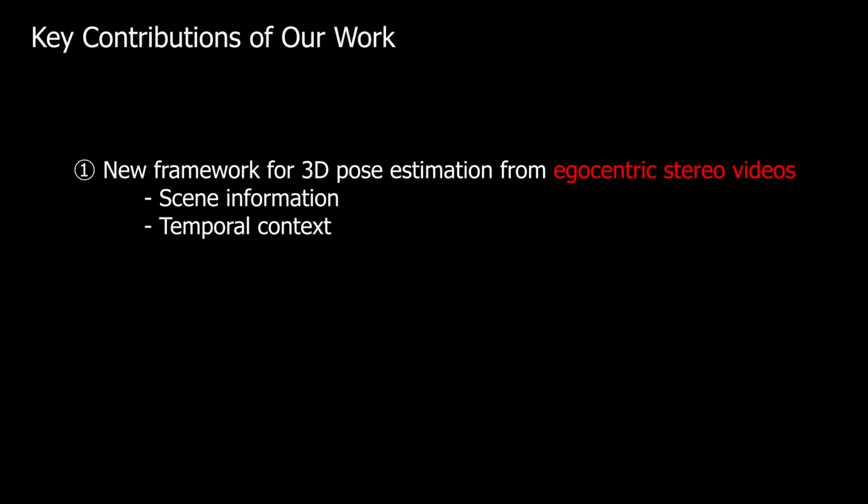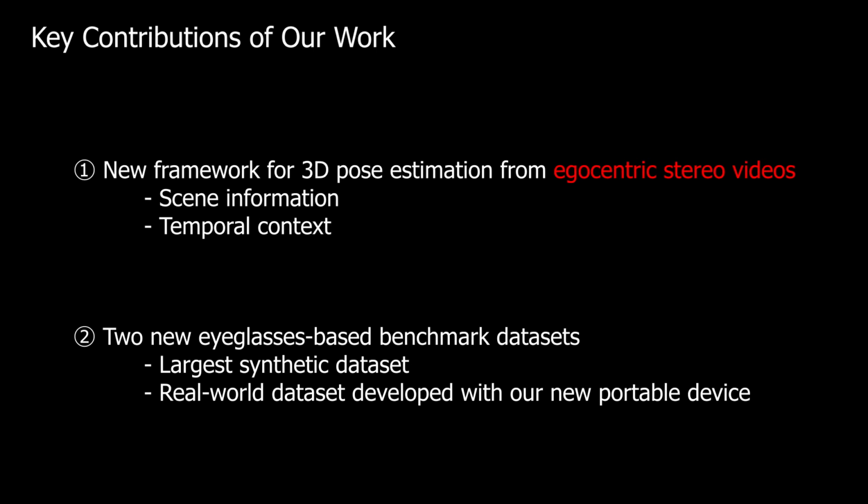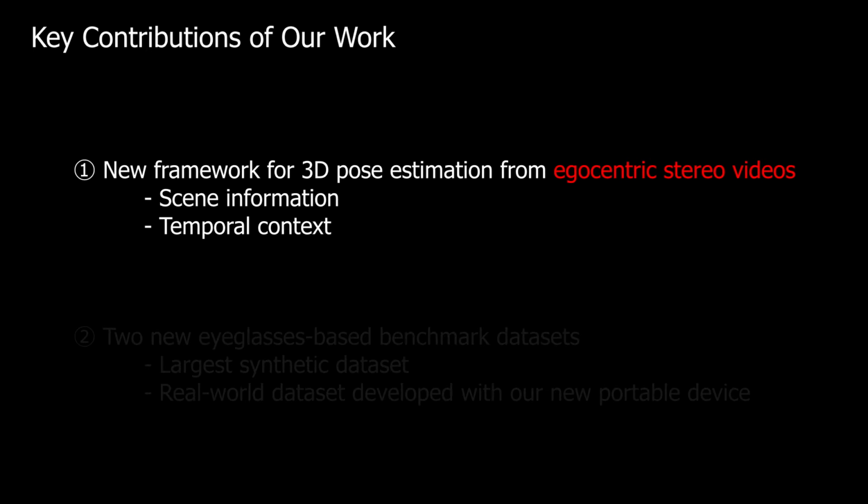Our work addresses the above-mentioned challenges. The central contribution of this paper is a new framework for 3D pose estimation from egocentric stereo videos. Our neural approach effectively utilizes scene information and temporal context of the input stereo videos, achieving state-of-the-art performance. We also introduce two new benchmark datasets: the largest synthetic dataset with diverse human motions, and a real-world dataset, acquired with a new portable device mimicking the eyeglasses-based setting. We next describe the architecture of the proposed framework.